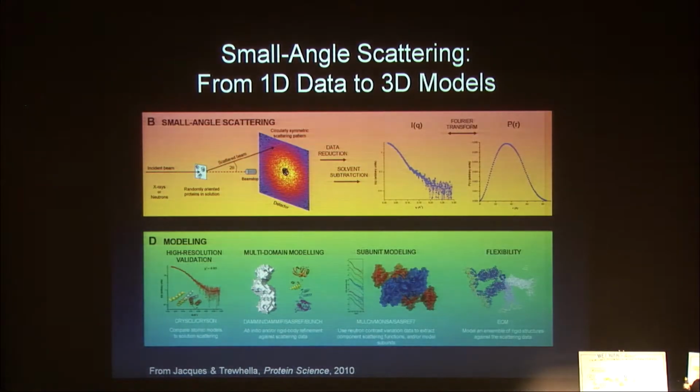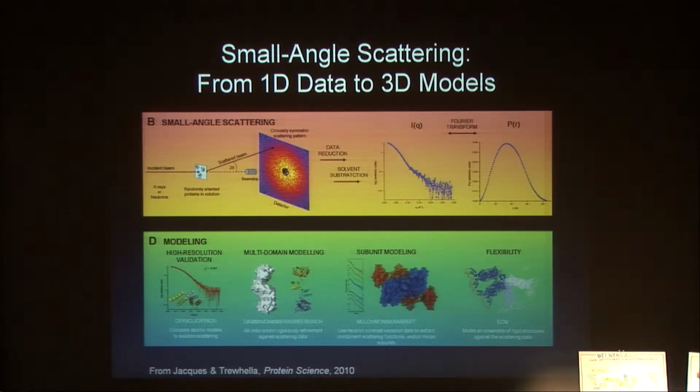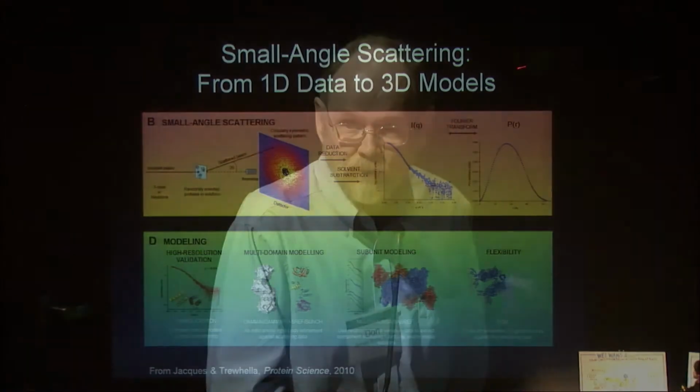So I use a technique called small angle scattering. This can be done with X-rays or neutrons, and the technique is fairly straightforward. It's a solution technique, so it's very versatile. It can be used for looking at molecules as small as 1,000 or 2,000 daltons, upwards of megadaltons. So it's possible to make measurements on a variety of different types of molecules.